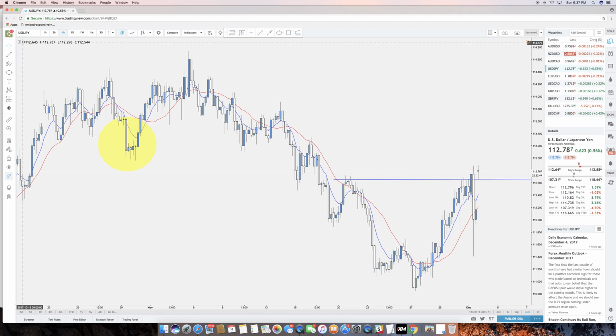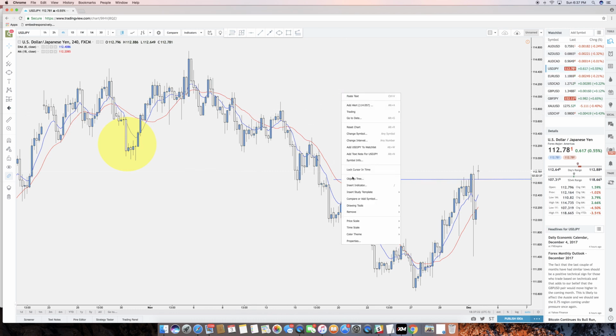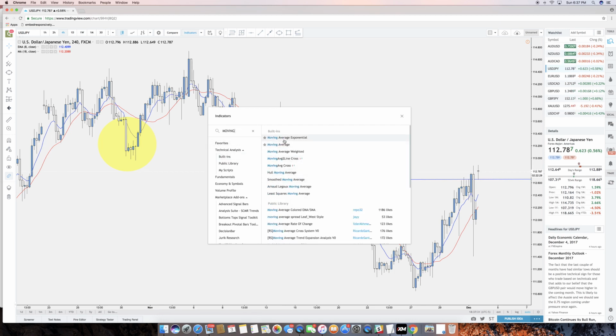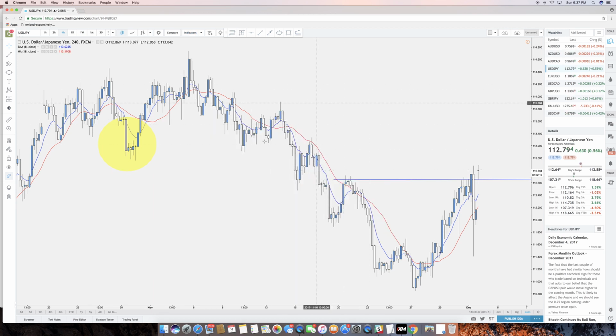The SMA and EMAs that I do use are the EMA 8 and SMA 18. To actually get these, we right click, go to insert indicator, and then I type in moving, and then you're going to see moving average exponential and moving average, which gives you your normal SMA, and your EMA is going to be moving average exponential. So once those are put on, you insert these lengths or periods, 8 for EMA and 18 for SMA.